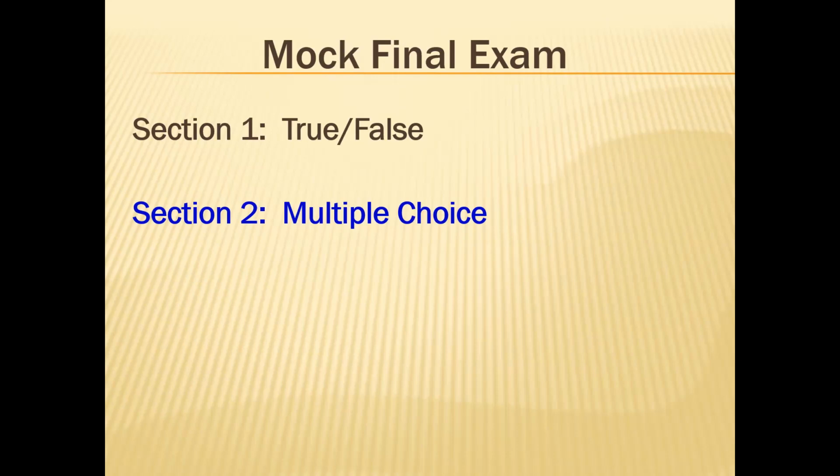So 16 is A, 54%. 17 is C, as in cat. So that ends that. We move on to section 3.